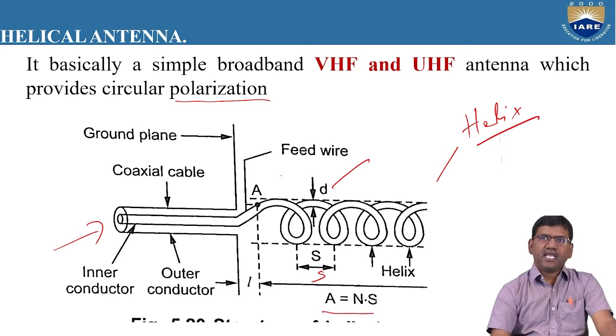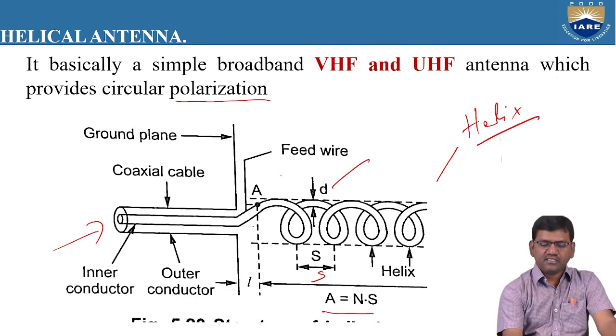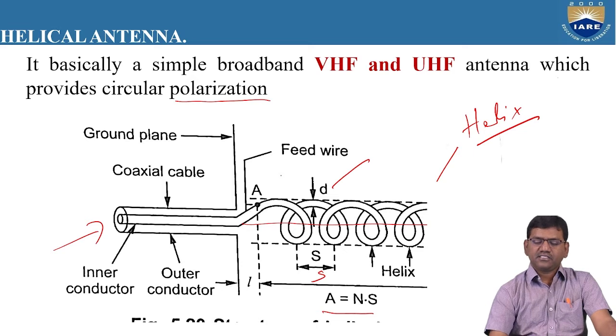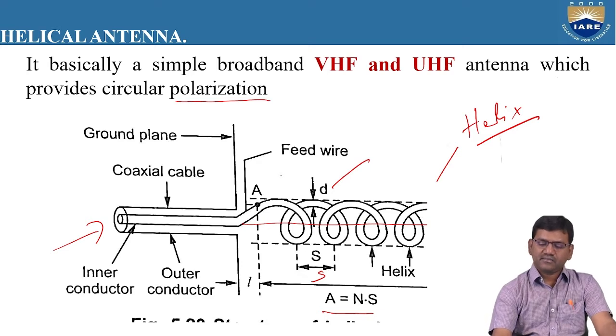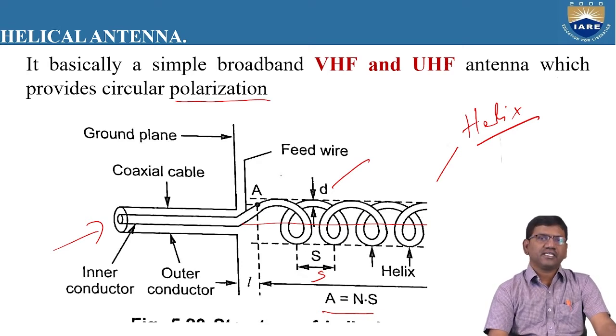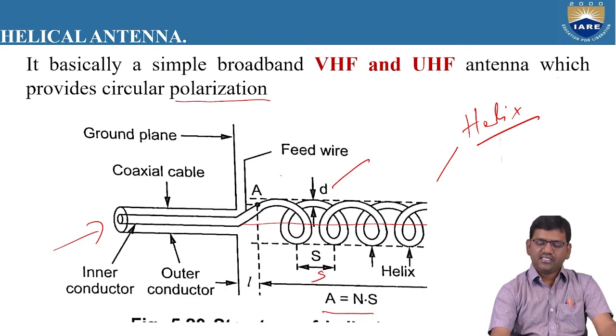And here A represents the axial length. This is the axis of the helical antenna. The axial length depends upon the number of turns of the loop and also the spacing between the turns. So the total axial length is calculated based upon n, the number of turns, and the spacing S. That means A is given by n into S.